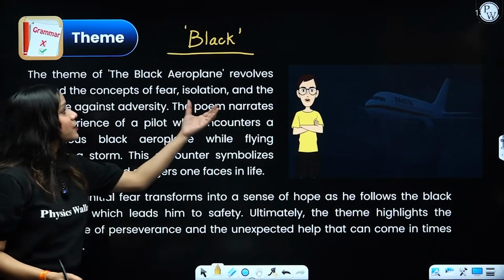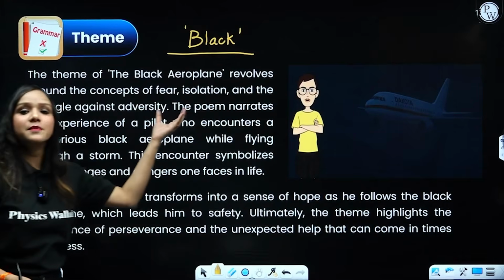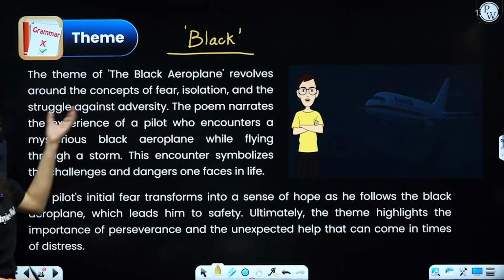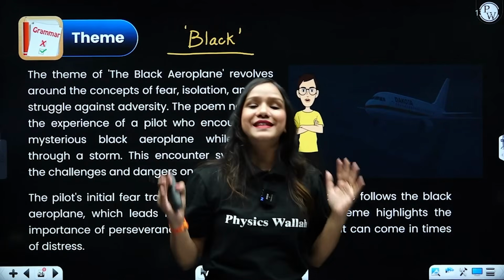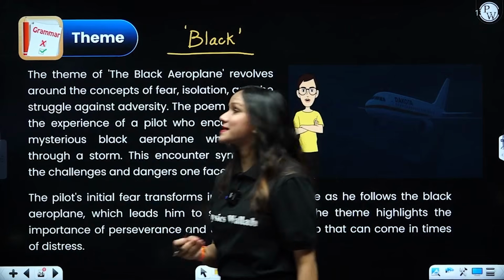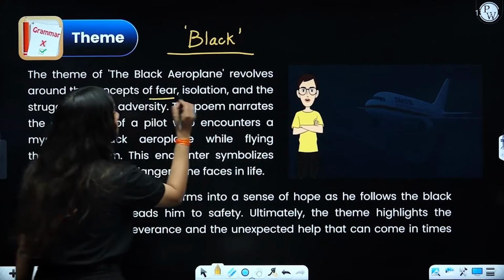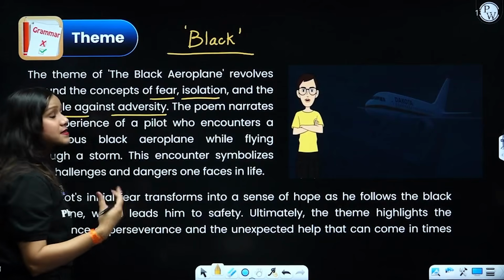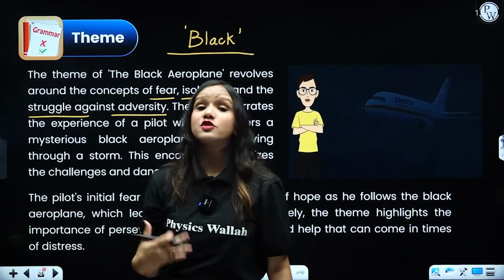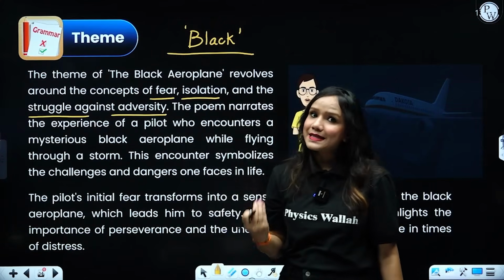The theme of the black aeroplane revolves around the concepts of fear and the struggle against adversity. So what is the very important thing? What are the keywords that you should know from this lesson? It's about fear, isolation, and the struggle against adversity, against difficult situations, against obstacles, right?